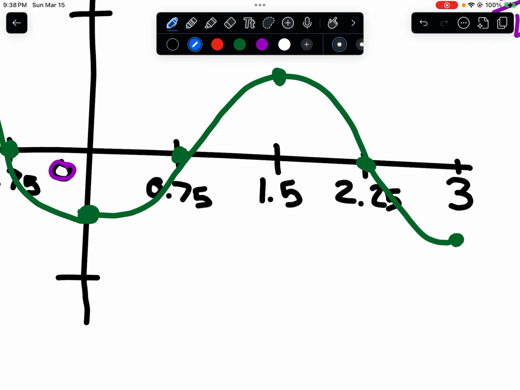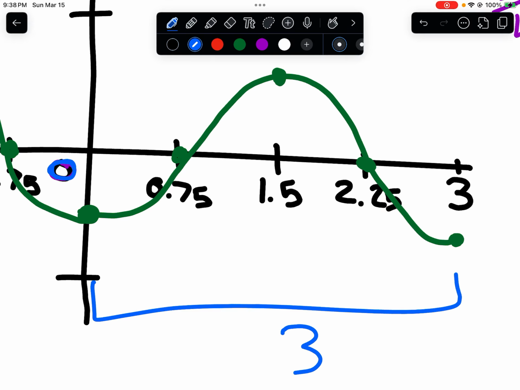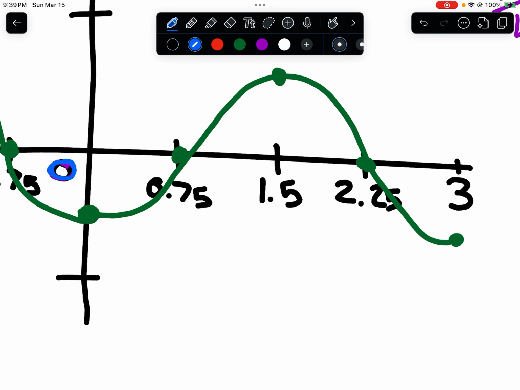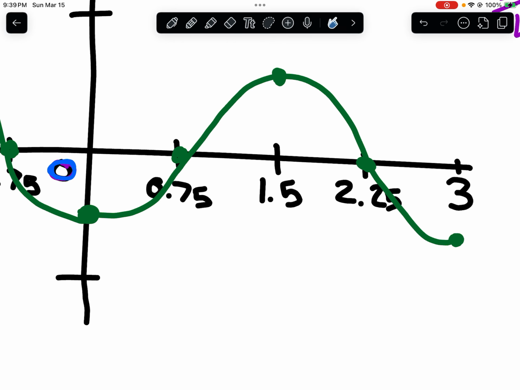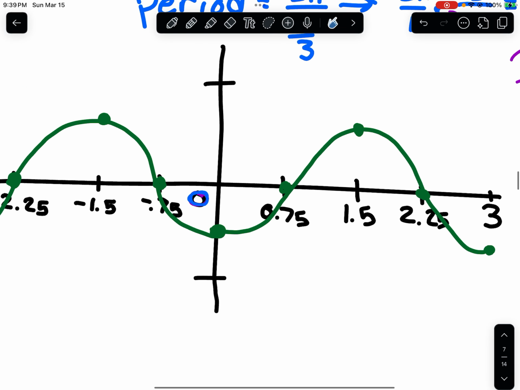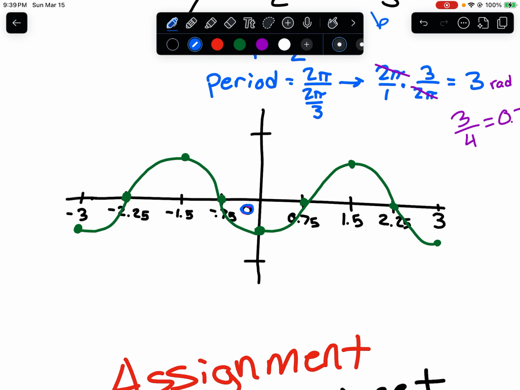So you could either do that, or you could say, okay, I'm going to start at 0. I know my full period is 3, and then work your way backwards. Halfway is 1.5. Halfway between 0 and 1.5 is 0.75. If that works for you, go for it. Say whatever clicks in your brain. That's the most important thing.